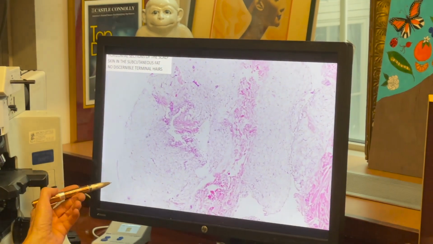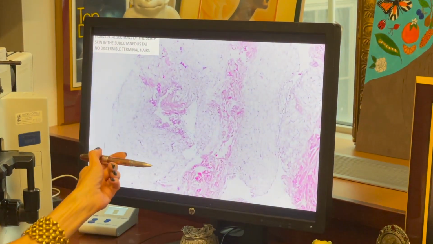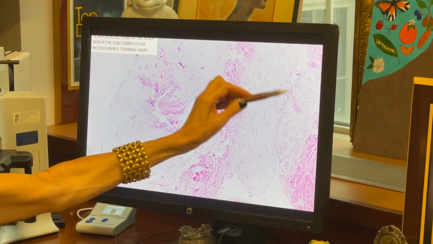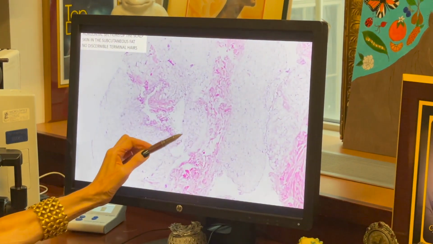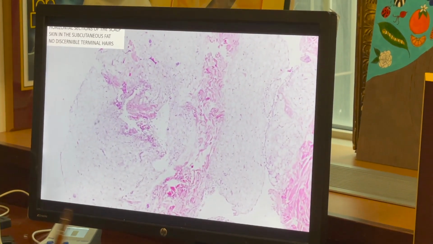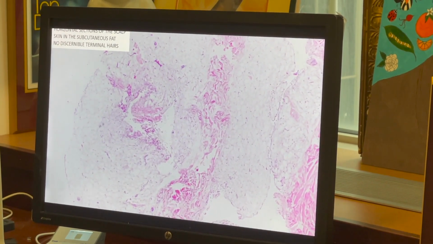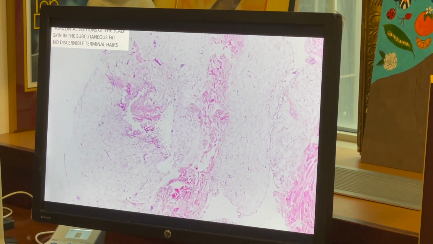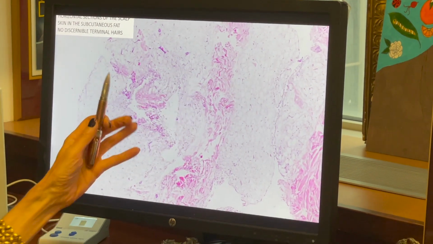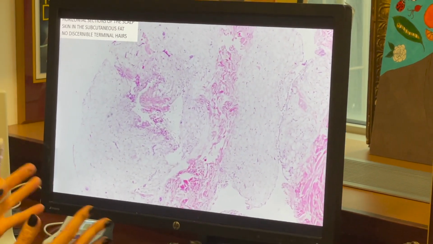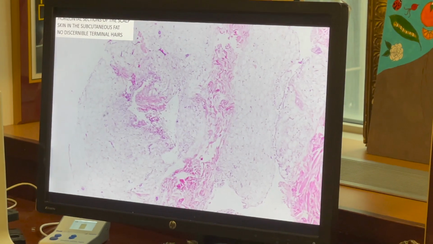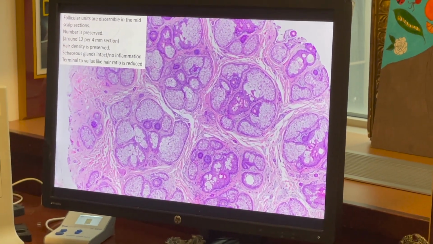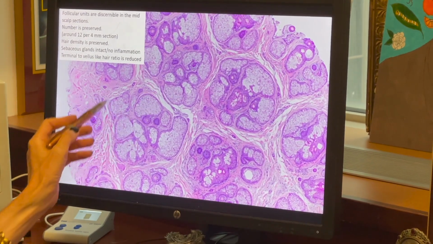So at the most distal part of the horizontally sectioned scalp biopsy in the fat, normally one expects to see a number of terminal hairs, usually on average in a Caucasian patient around 35, African American around 20, and patients of Asiatic extraction around 15. And so here in the fat there really are no discernible hairs, which would certainly correspond with a state of fairly advanced alopecia.